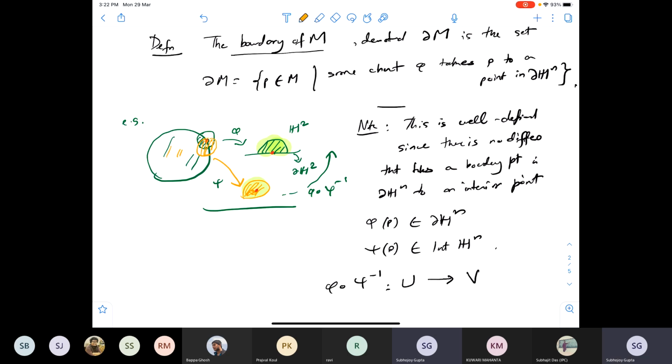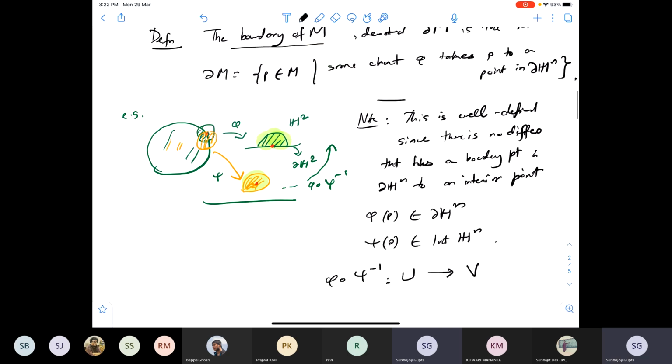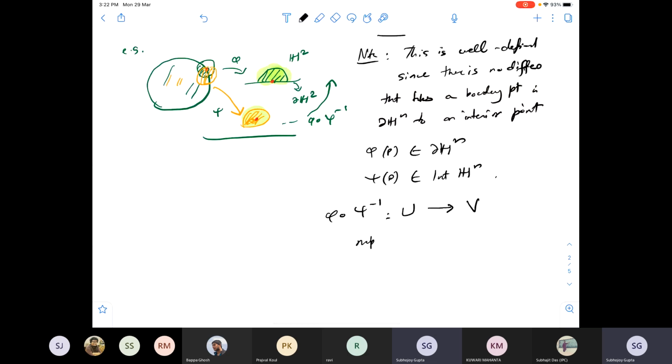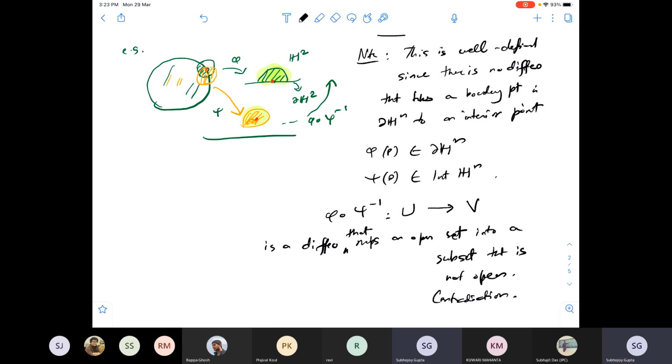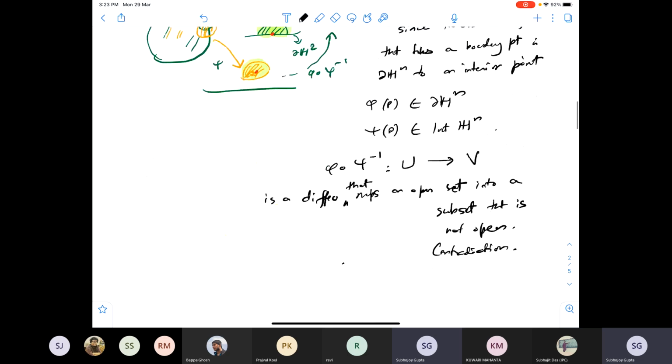Okay, so maybe let me just write that down. So this maps an open set into a subset that is not open, which is a contradiction. So you can't have charts both to an interior point of the model space as well as a boundary point. So this makes this boundary well defined.